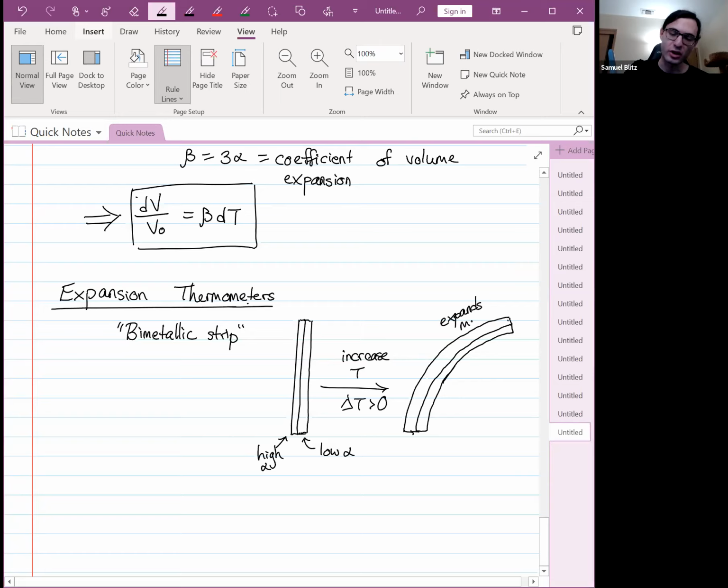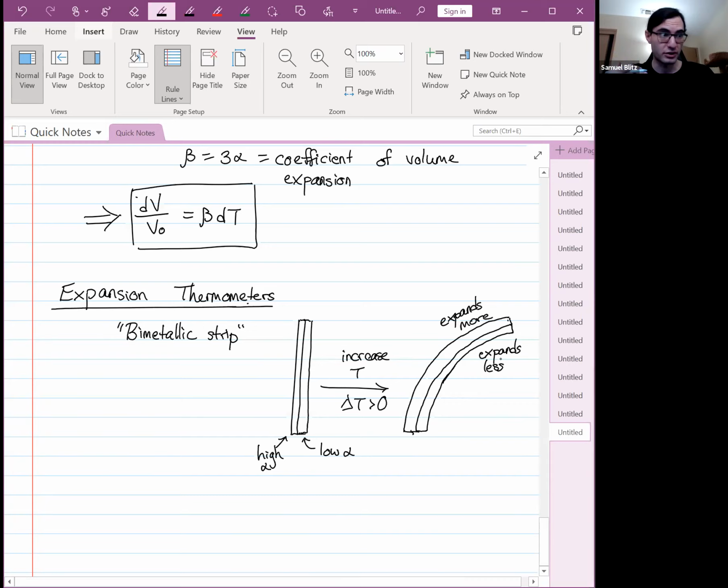This is just because the circumference of a circle depends on its radius. So here we have that this one expands less. Even though the length changes are very, very small, you can get significant curvature of these bimetallic strips when you have small changes in temperature. In really old thermostats, these were actually used, and perhaps even in some modern thermostats, but I doubt it.